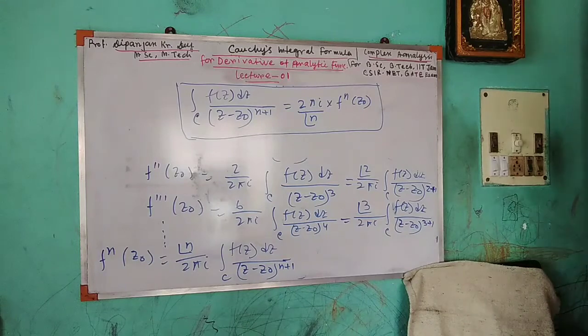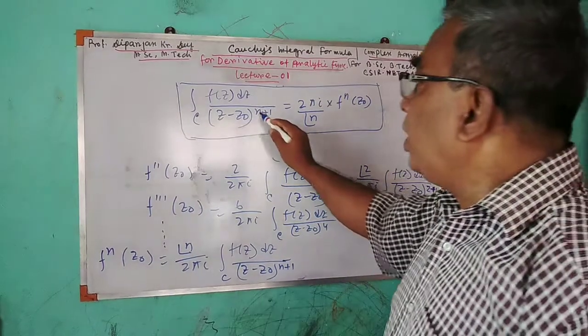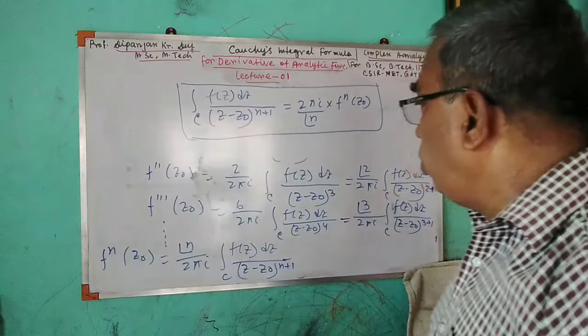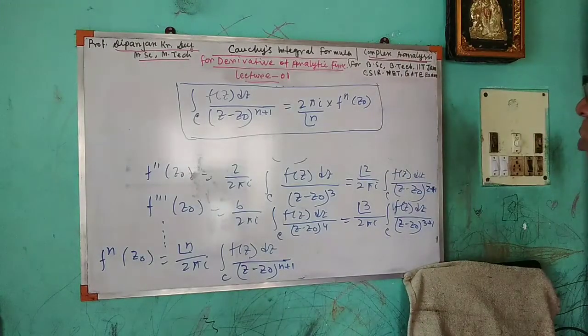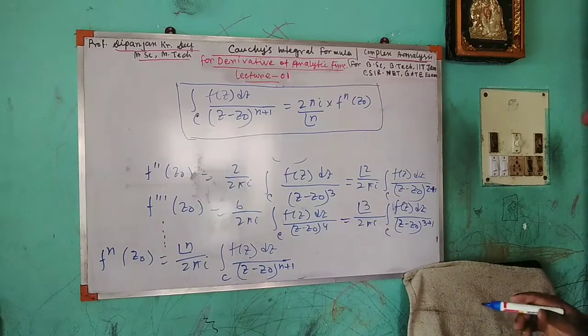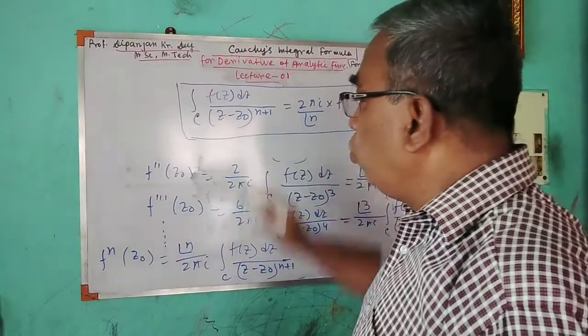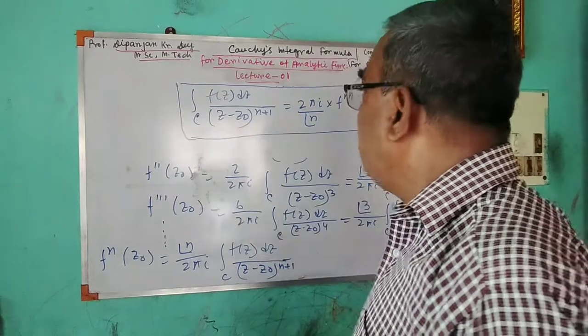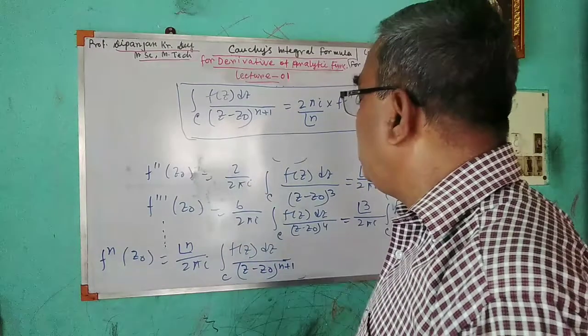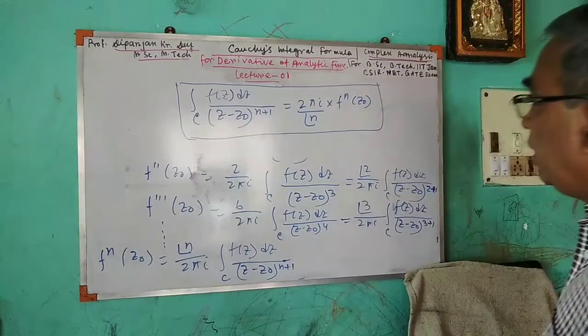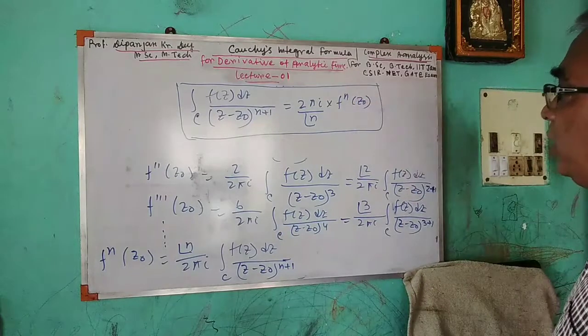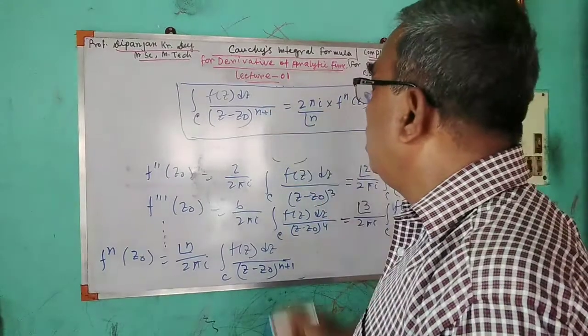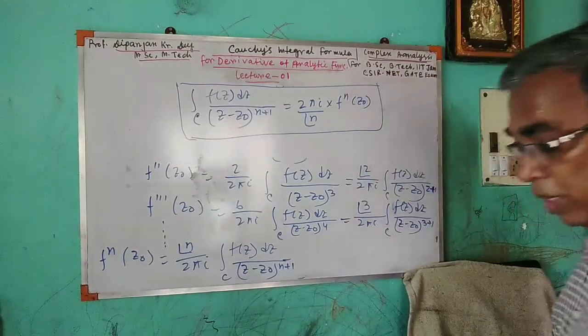Suppose n equal to 1, that means (z minus z0) whole square. That is first time derivative, single time derivative. When n equal to 2, that is second order derivative, then you will get here 3. So by this way we can find.